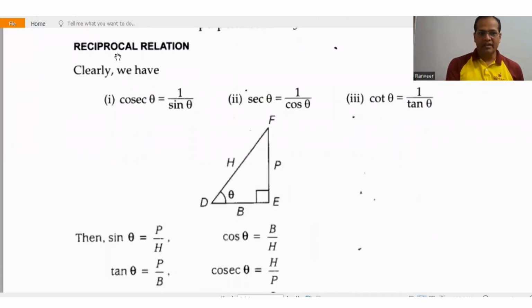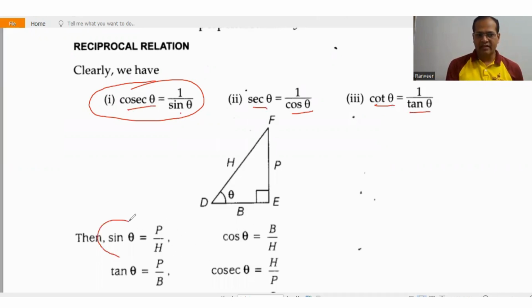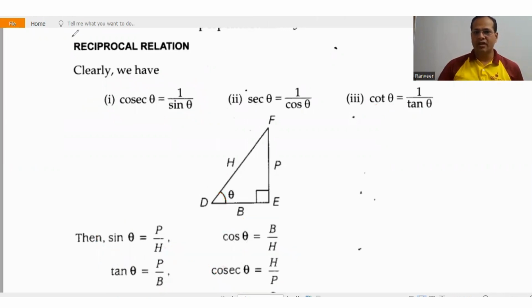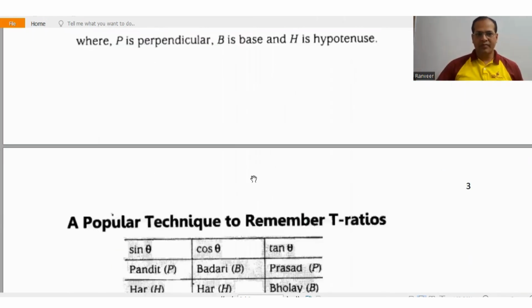Now this is the inverse relationship: cosec theta inverse is sine theta, sec theta inverse is cos theta, and cot theta inverse is tan theta. So sine theta is p by h, and cosec theta is the reverse of this. Cos theta is b by h, sec theta is h by b. Tan theta equals p by b, and cot theta equals b by p. In this way we write all the trigonometric ratios.